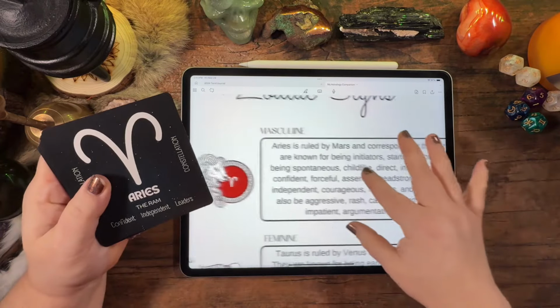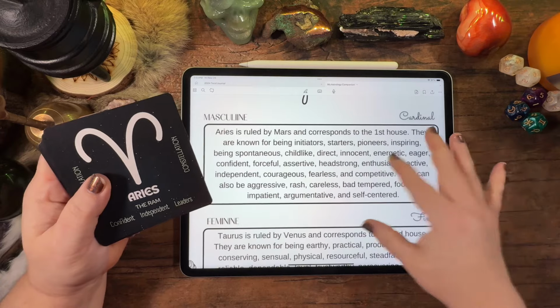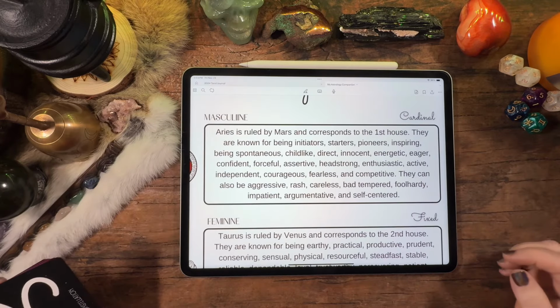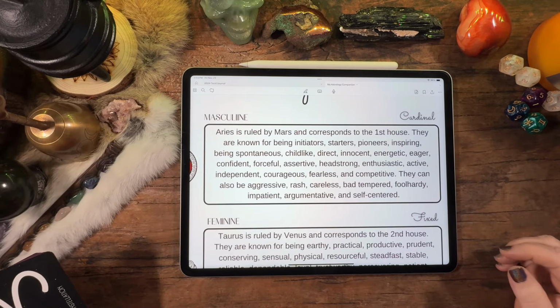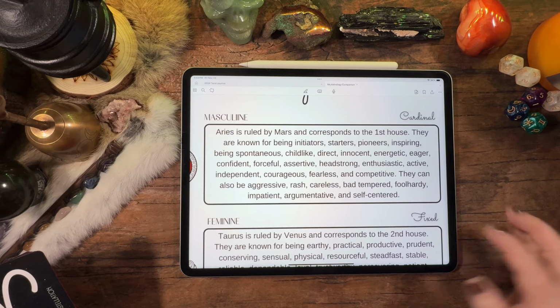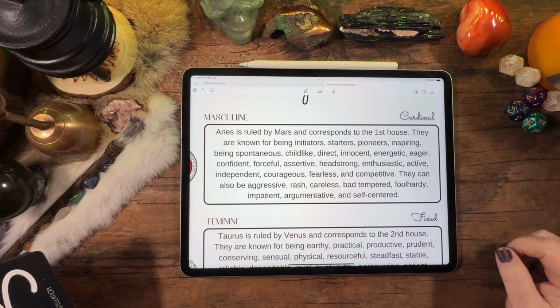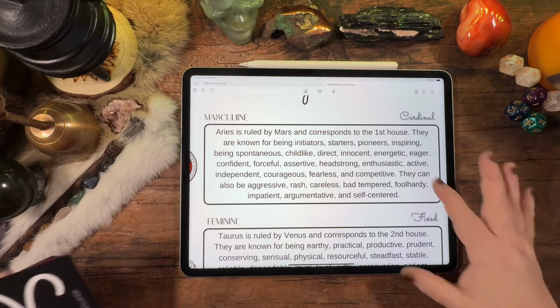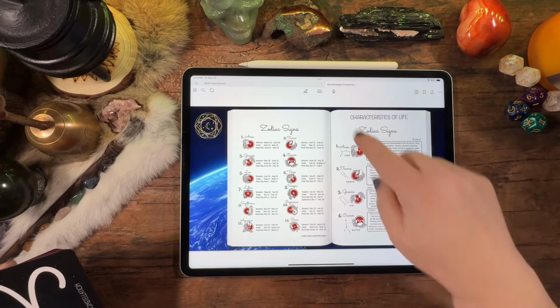These are the characteristics. They are known for being initiators, starters, pioneers, inspiring, being spontaneous, childlike, direct, innocent, energetic, eager, confident, forceful, assertive, headstrong, enthusiastic, active, independent, courageous, fearless, and competitive. They can also be aggressive, rash, careless, bad-tempered, foolhardy, impatient, argumentative, and self-centered.